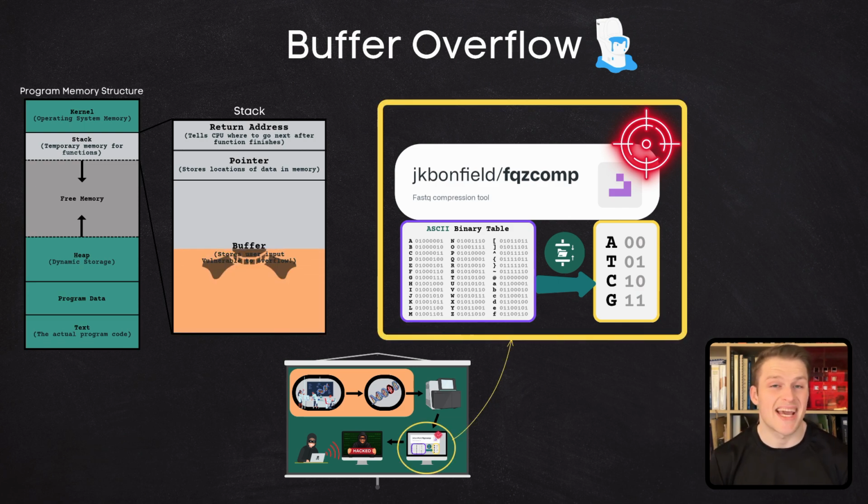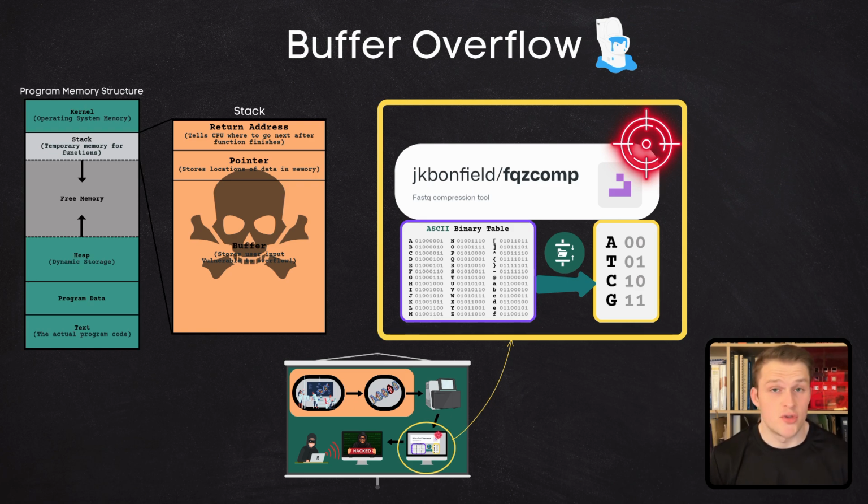During this compression, the excess data spilled over and overwrote the return address in memory. This is where the real magic happens. Instead of returning to its normal routine, the program jumped to the researcher's malicious code. The CPU doesn't distinguish between legitimate program instructions and malicious code. It simply executes whatever instructions it's directed to.